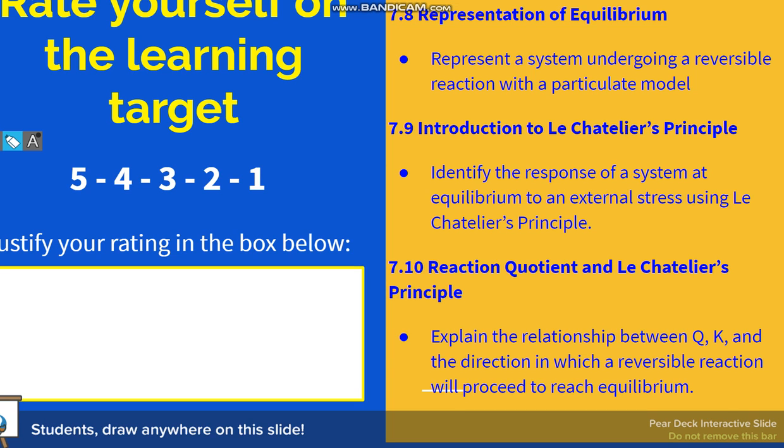Today we are looking at a little bit more of Unit 7, Equilibrium. We're looking at 7.8 to 7.10. We are representing equilibrium with particulate diagrams, so you will see a few diagrams in here. Also, we're introducing Le Chatelier's Principle and how it relates to the reaction quotient. So let's get prepared for that by getting out your notebook and writing down these learning targets.